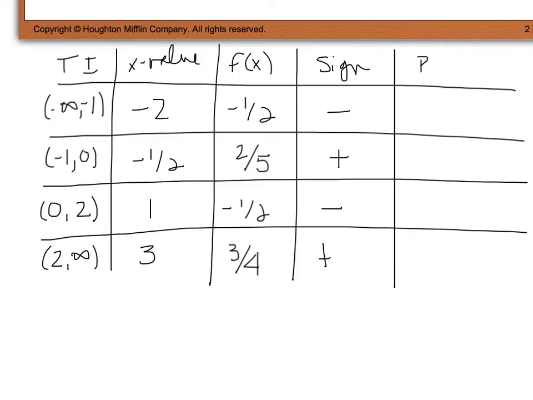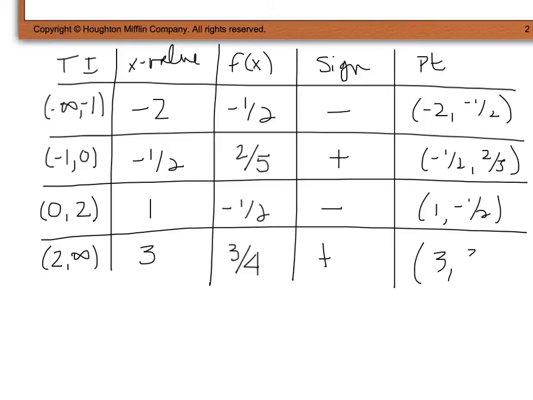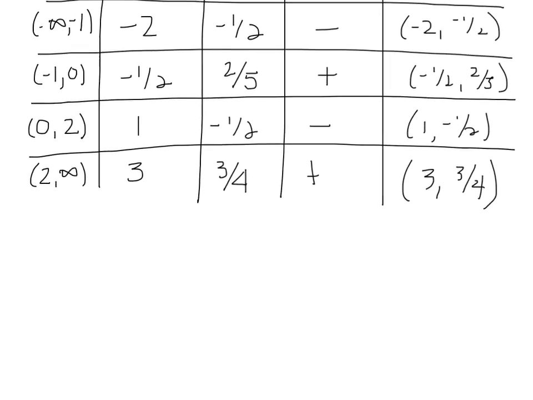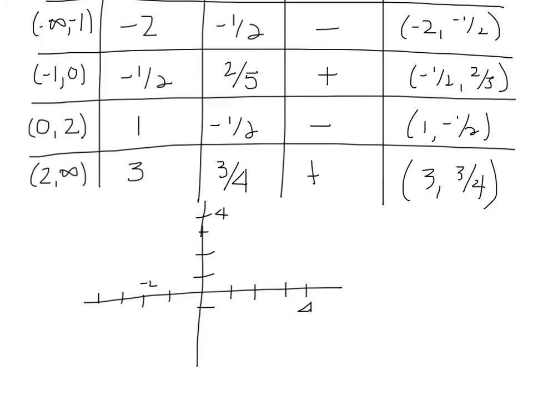And then I'm going to find my points. I have (-2, -1/2), (-1/2, 2/5), (1, -1/2), and (3, 3/4). And now I'm ready to graph. So when we graph this, let's sketch our coordinate plane.